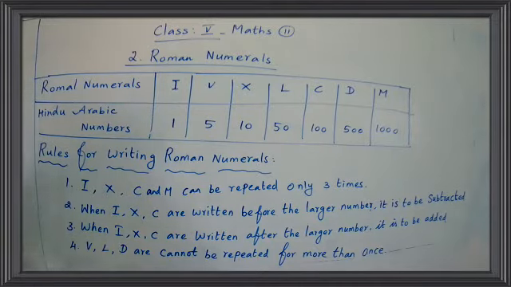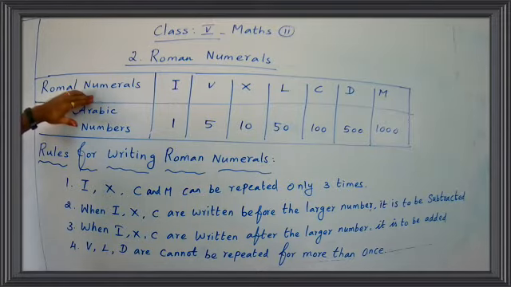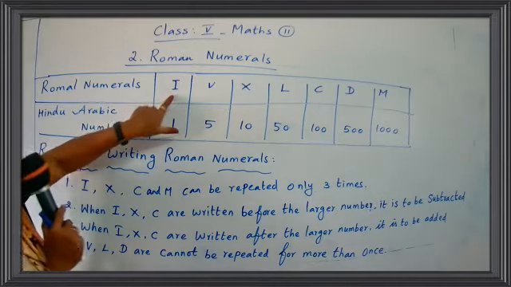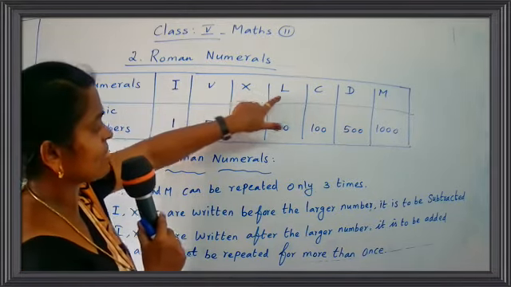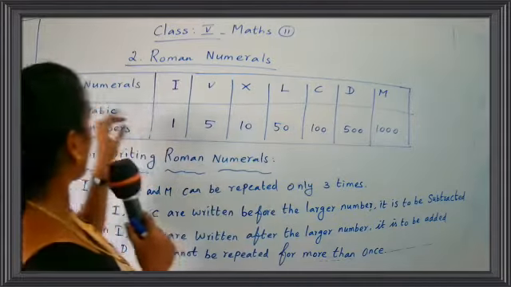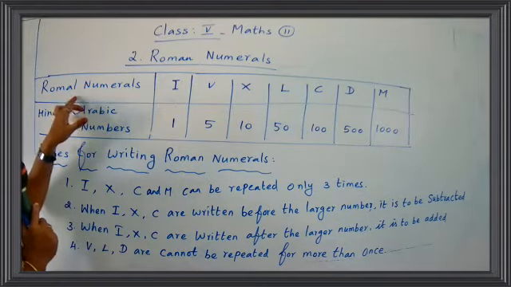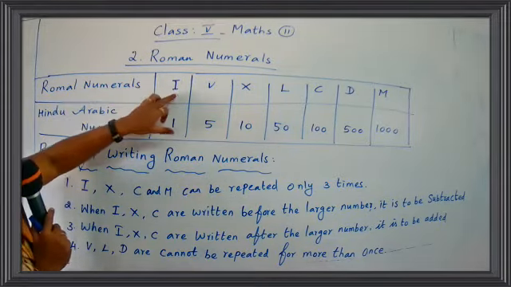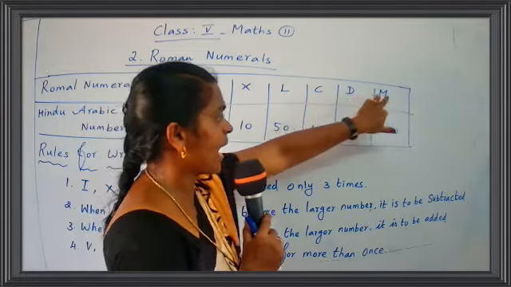All of you look at the board. The values of all 7 Roman numerals are equivalent to the Hindu-Arabic numbers. The Roman numerals are 7 symbols, that is I, V, X, L, C, D and M.